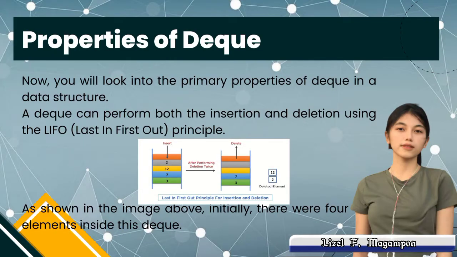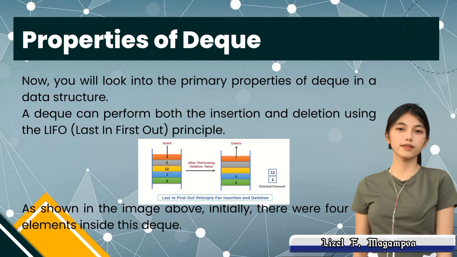Properties of Deque. Now, you will look into the primary properties of Deque in a data structure. A Deque can perform both the insertion and deletion using the LIFO, last in, first out principle. The insertion and deletion in Deque can be limited to one node. When you do that, the Deque becomes a stack. Hence, it follows the last in, first out principle for insertion and deletion, as shown in the image above.